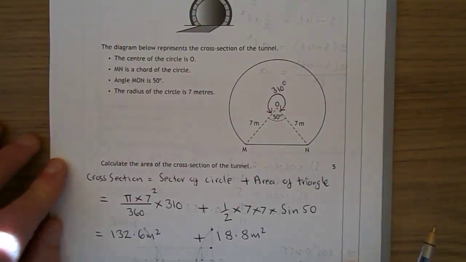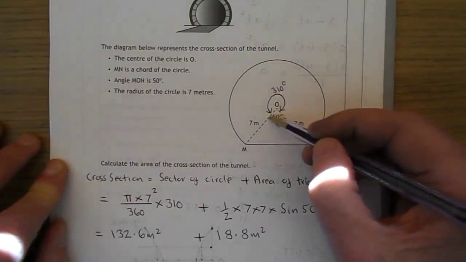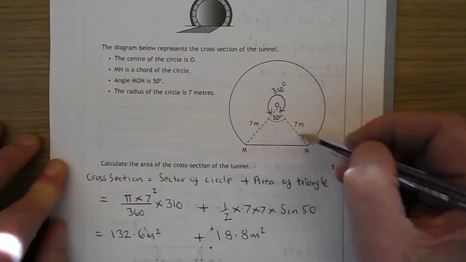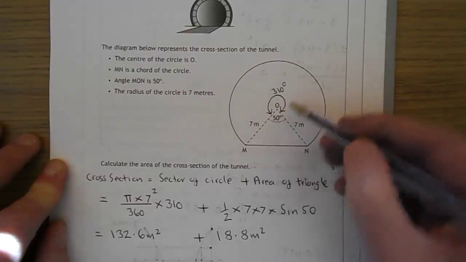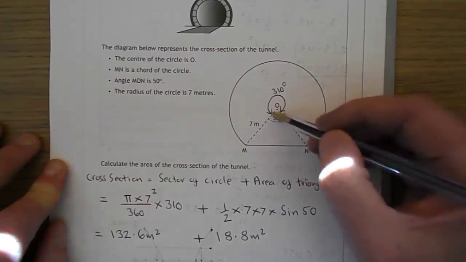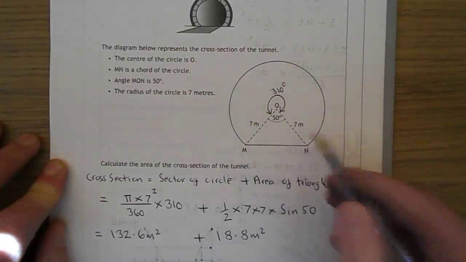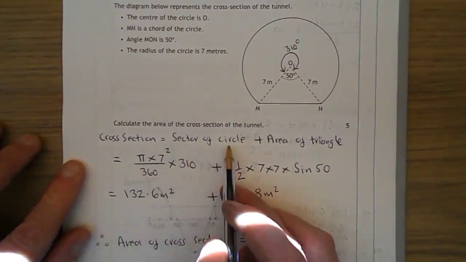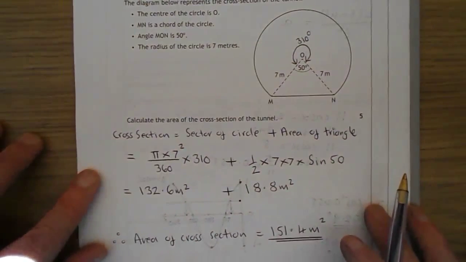Calculate the area of the cross section of the tunnel. What you have here is a triangle with 50 degrees, 7 and 7. We can use a half ab sine C for that one. And we have 310 degrees worth of a sector of a circle of radius 7. So there we have it there. The cross section is the sector of a circle plus the area of the triangle that I just talked about.